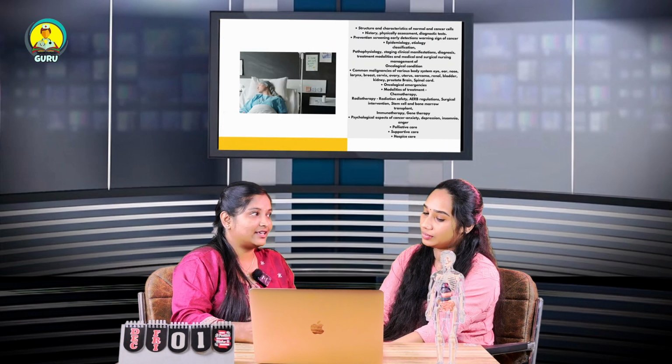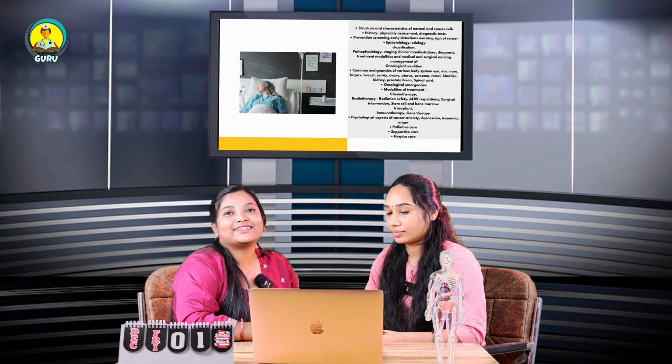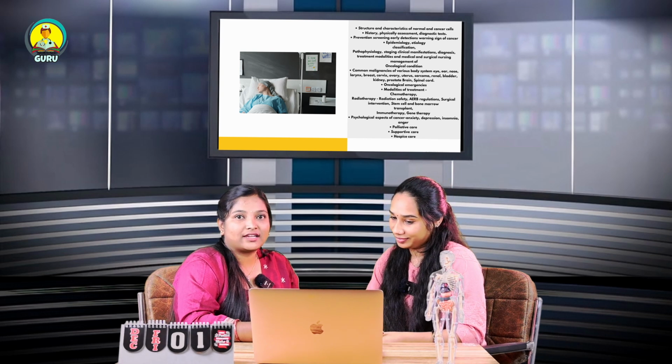And prevention, I think, is the most important. Preventions are very, very important. And assessment of the disease, treatment, everything we are studying in this unit. Next we can move towards the next unit, which is also one of the very important units. We can expect a short essay from this unit.